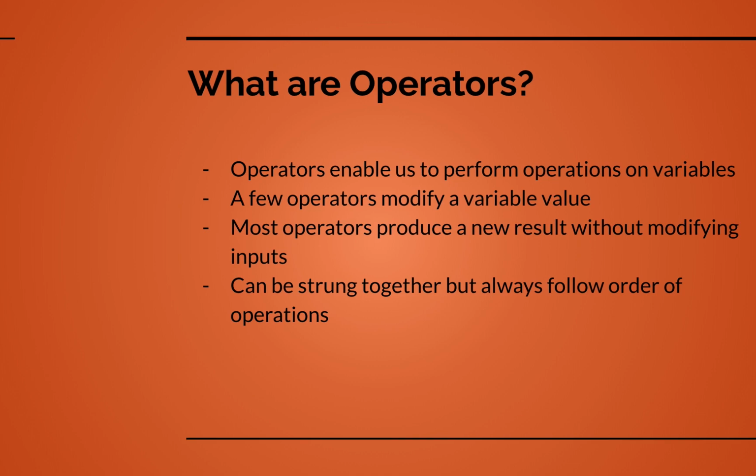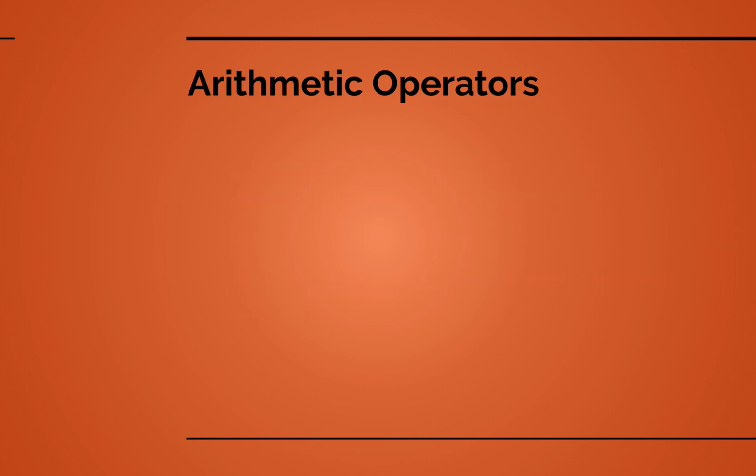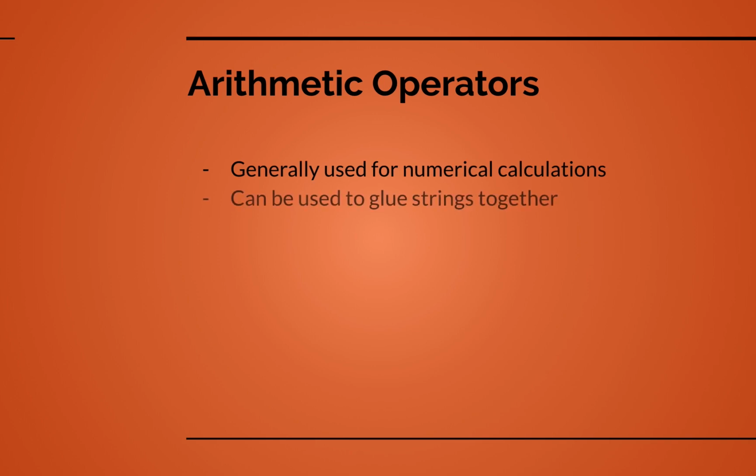So even if we do a plus operator and add 2 numbers, we can add like 50 numbers if we really want, stringing that all out. Okay, so the first category is arithmetic operators. These are probably the most intuitive. They are usually used for numerical calculations, although there are other uses. They can also be used to glue strings together. This is often called string concatenation.